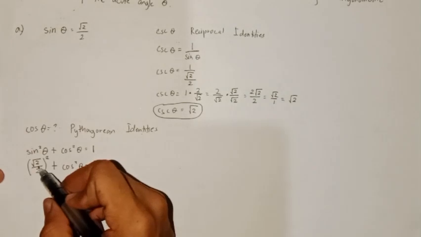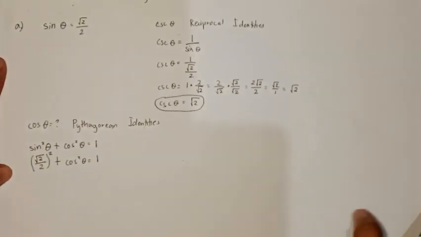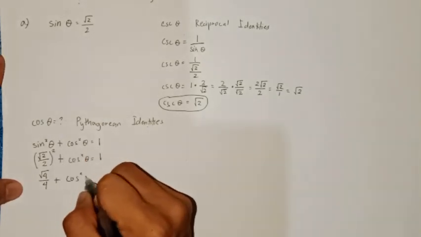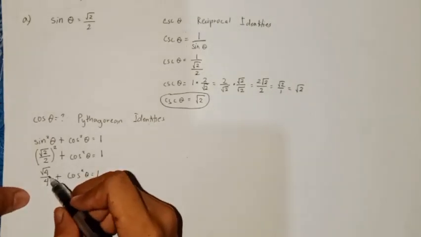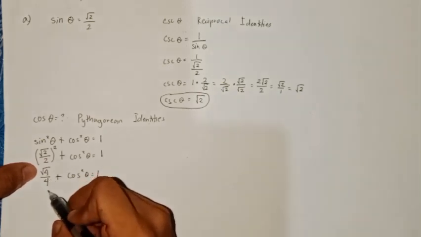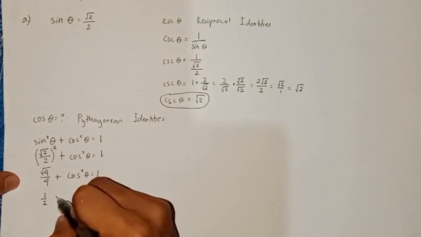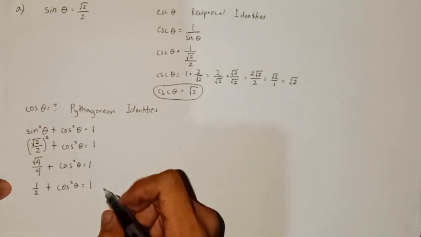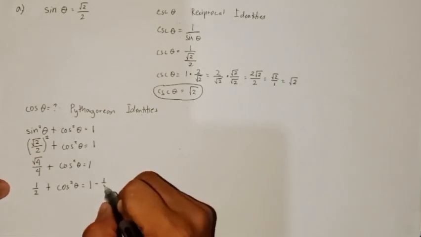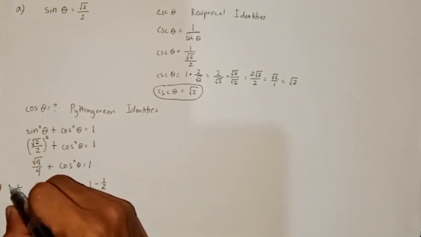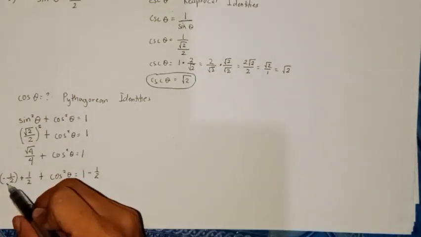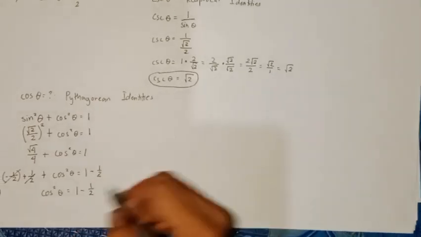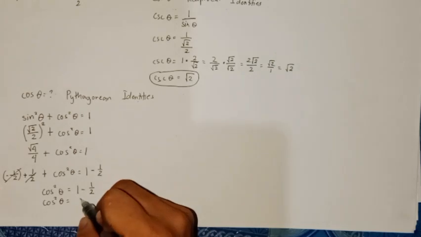Now, square root of 2 over 2 to the power of 2 is equal to square root of 4 over 4 plus cos squared theta is equal to 1. Square root of 4 is 2, and so 2 over 4. Simplify, we have 1 half plus cos squared theta is equal to 1. Now, after this, we will add both sides by negative 1 half so that we'll cancel this one. So, cosine squared theta is equal to 1 minus 1 over 2. So, cos squared theta is equal to 1 minus 1 half is equal to 1 half.